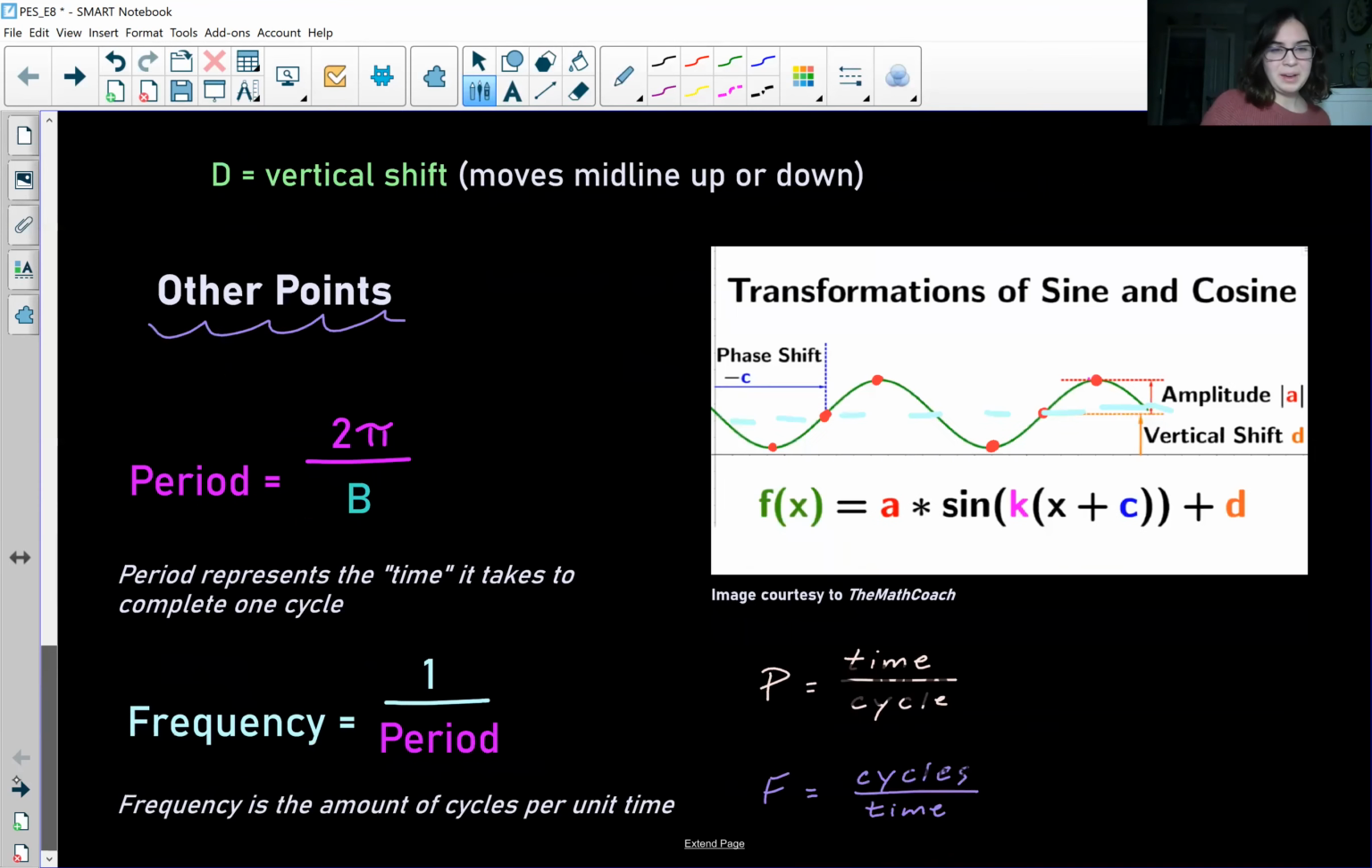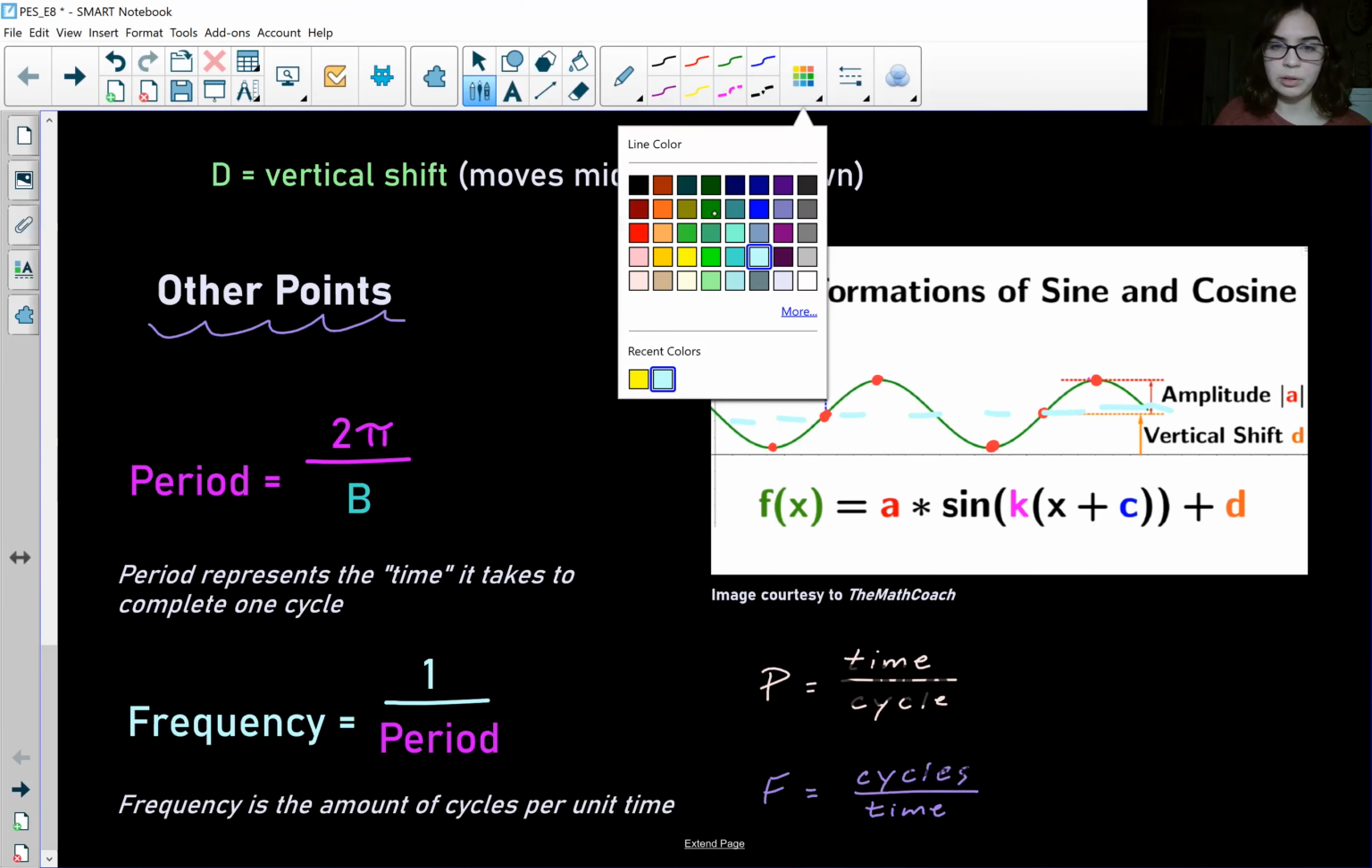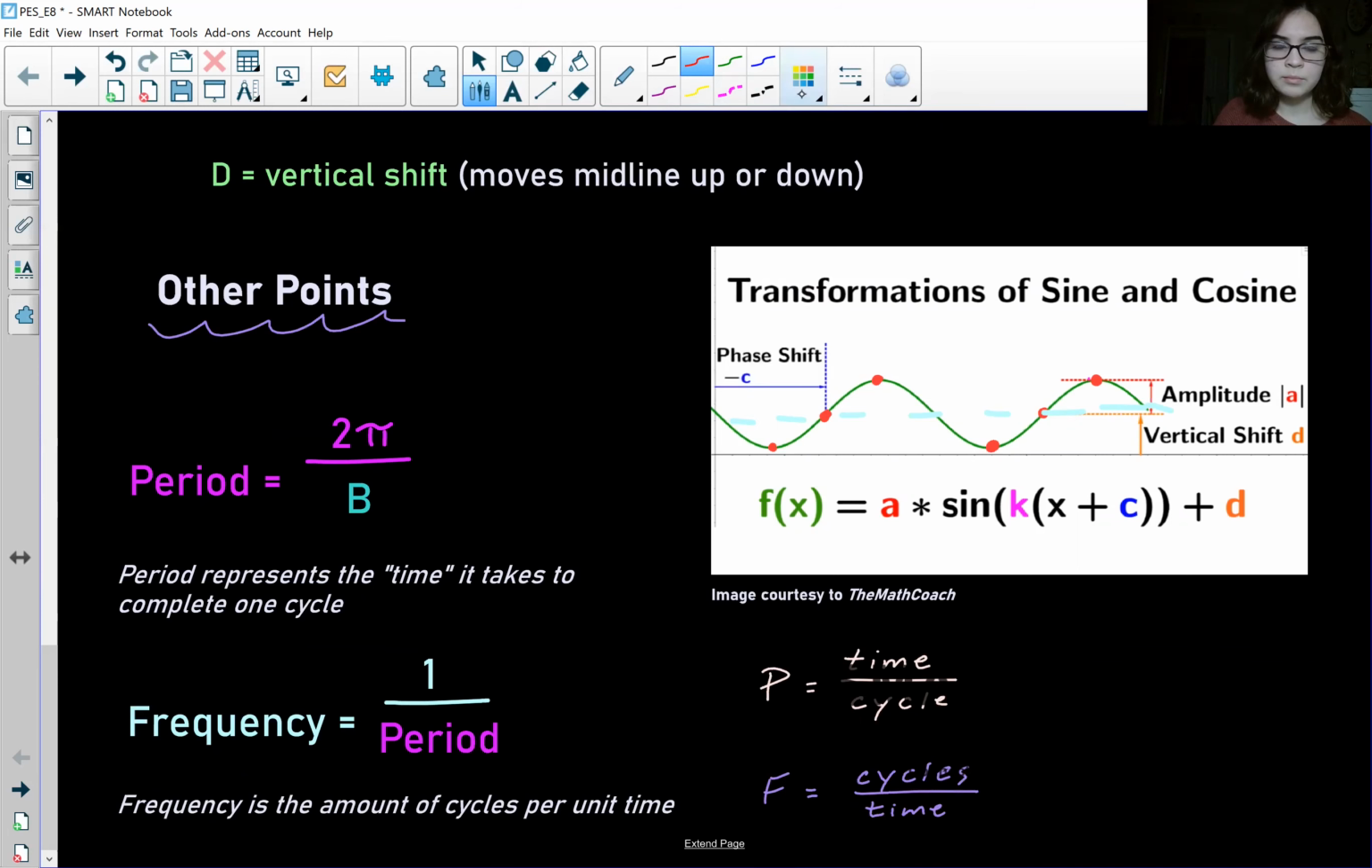Okay, so here's some other points that I think are pretty important to learn. First let's talk about period. So period represents the time it takes to complete one cycle. And I put "time" in quotations because it's really just whatever is on the x-axis. It could be time, it could be the angle, but I guess you could say like the amount of space it takes to complete one cycle.